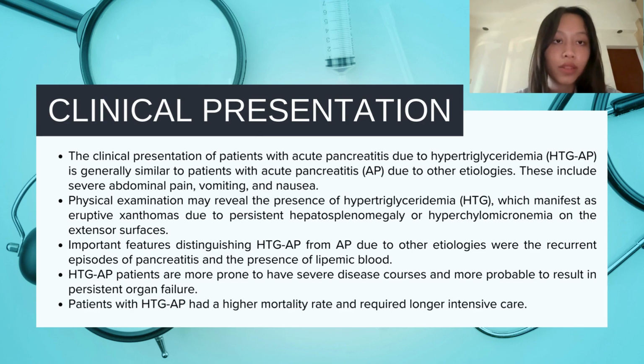The clinical presentation of patients with HTG-AP is generally similar to patients with AP due to other etiologies. These include severe abdominal pain, vomiting, and nausea. Physical examination may reveal the presence of HTG, which manifests as eruptive xanthomas on the extensor surface, due to persistent hepatosplenomegaly or hyperchylomicronemia. Important features distinguishing HTG-AP from AP due to other etiologies are the recurrent episodes of pancreatitis and the presence of lipemic blood.